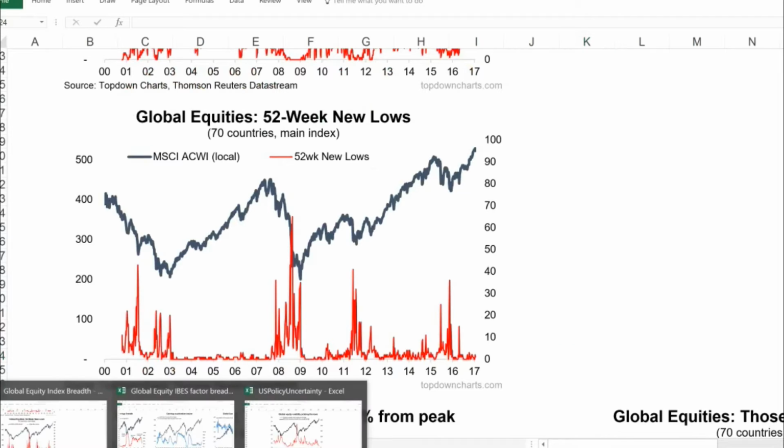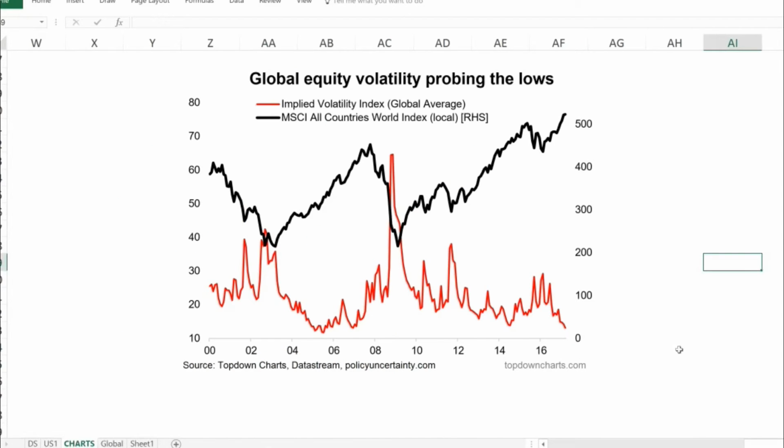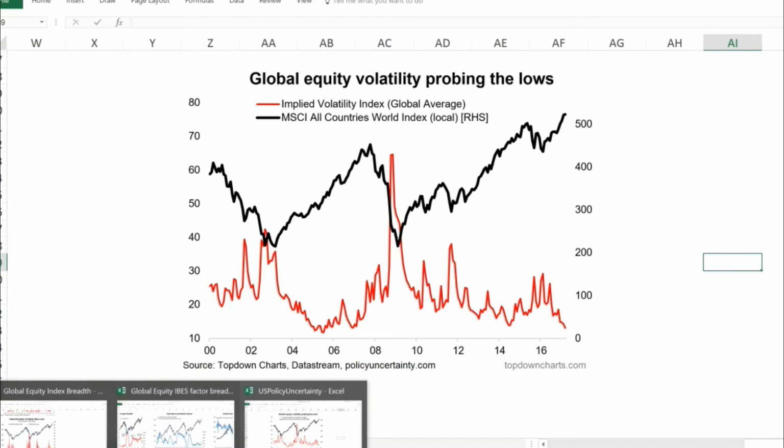But the other one I wanted to look at was the volatility one. So this is what I've put together as global average volatility, implied volatility index. So you could almost call it the global VIX. And so you've got that overlaid against the MSCI All Countries World Index, sort of your main global benchmark there, and you can see that it's pretty much registering some very much complacent levels there. And so pairing that with the other two charts, it just shows you not only is there complacency, but there's also some warning signs in there in the breadth indicators.